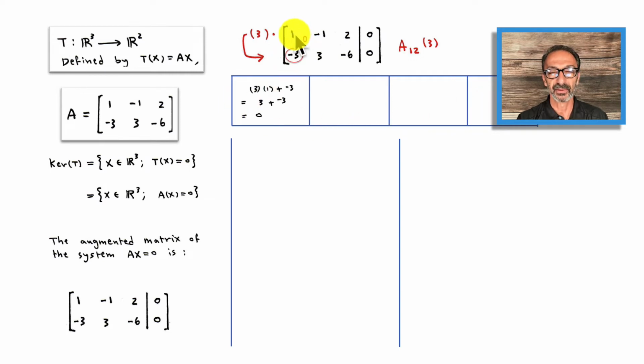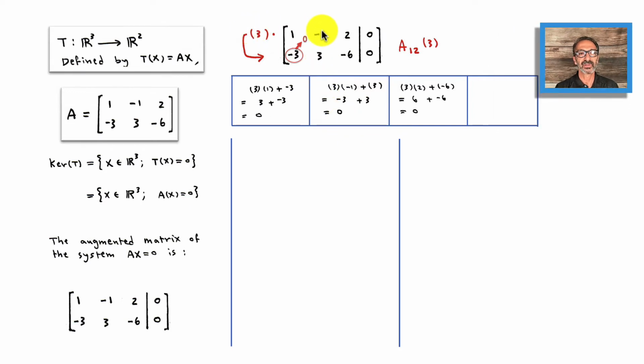3 times 1 is 3, added to -3 will be 0. 3 times -1, that's -3, added to 3 will be also 0. 3 times 2, which is +6, added to -6 will be also 0. And the last column, nothing's going to happen. It's going to stay 0. 3 times 0 plus 0 is 0.